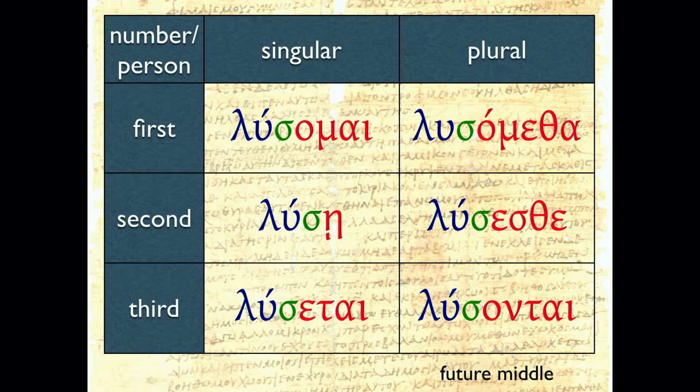This is only future middle. And you'll notice that we've seen these endings before. We've got the stem, lu. We've got the sigma that tells us we're going into the future. And then we've got those middle passive endings that we saw with the present middle passive. So again, some forms that we've seen before. The only difference here is the inclusion of a sigma between the stem and the ending.